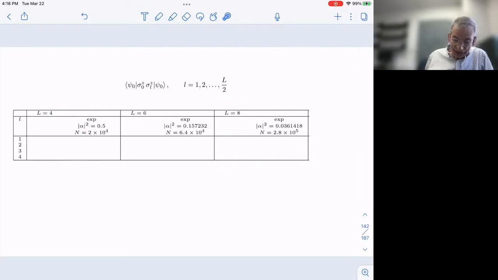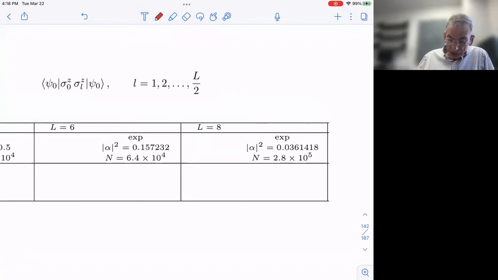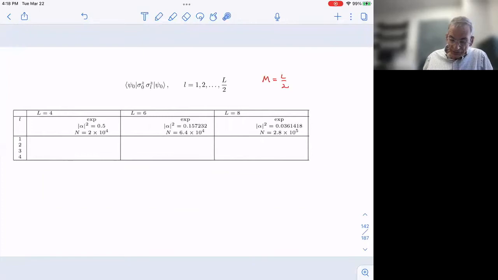So using the formula I showed you earlier for the success probability. And I should emphasize that maybe it went a little fast: since we're talking about the antiferromagnetic ground state, M always here is L over 2, right? So for this value of M and this value of L, you can compute the success probability. In this case, it was 0.5. In this case, it's getting small, right? Because M is getting bigger, 0.15, and here getting really small.